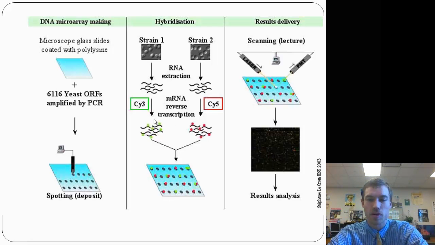And that means that they're going to stick onto the plate. What we then do is we take a laser and we scan over them, and whenever the laser hits the red ones, it's going to show up red, and whenever it hits the green ones, it's going to show up green. And if you have both of them, then that means that it is yellow.